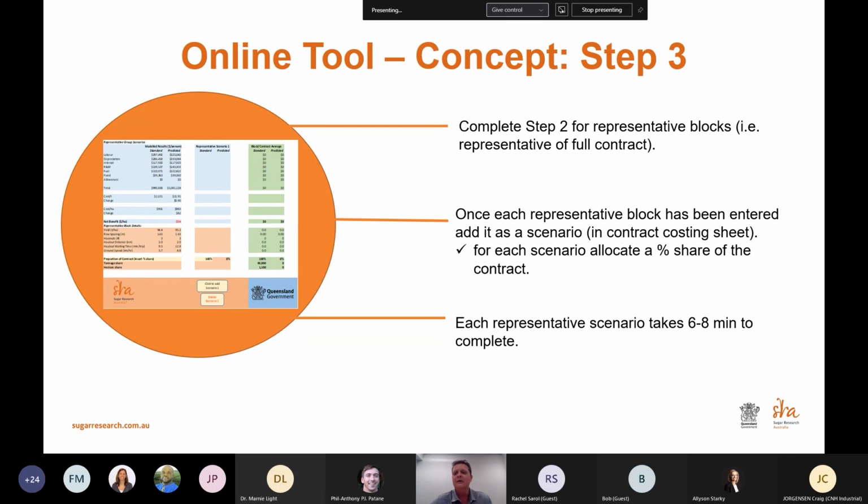Obviously, the more blocks you add in, the more accurate the actual result will be. And what the model will then do is take an average of that, apportion it, and say, okay, well, if you look at the contract as a whole, this is what the cost increase will be. It'll be 30 cents a ton more for the season. So that's what you then add on to the actual rate you charge the grower.